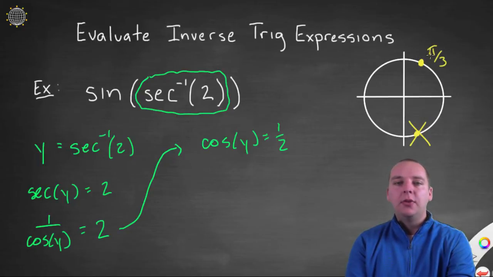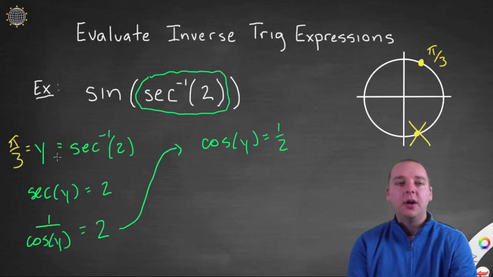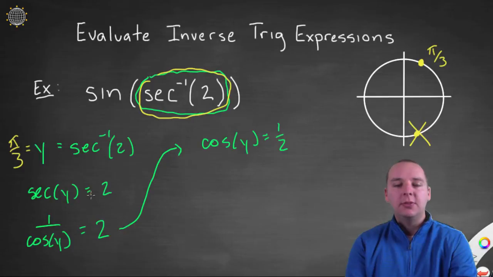So I want pi over 3 as my y value. And so y, cosine of y equals a half. Y is pi over 3. But check it out. This was also secant inverse of 2. That's what we called secant inverse of 2 temporarily. We called it y. So this part on the inside here that I'm highlighting in yellow, that is pi over 3. That's the secant inverse of 2 that we found on scratch paper.